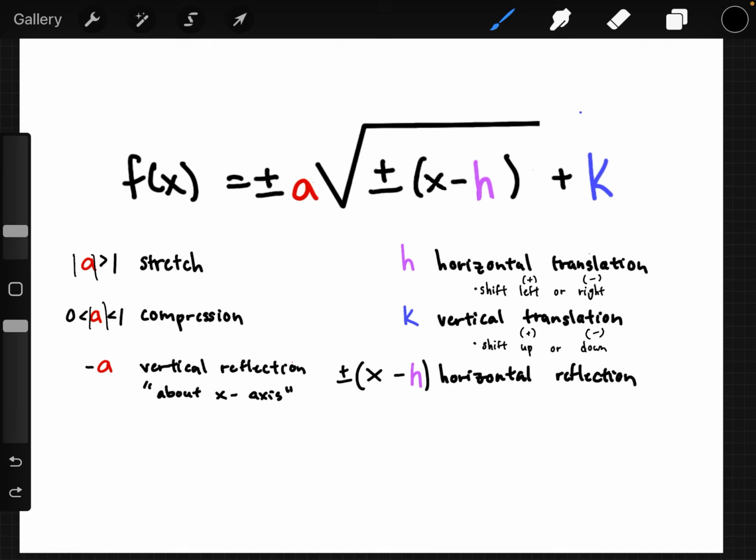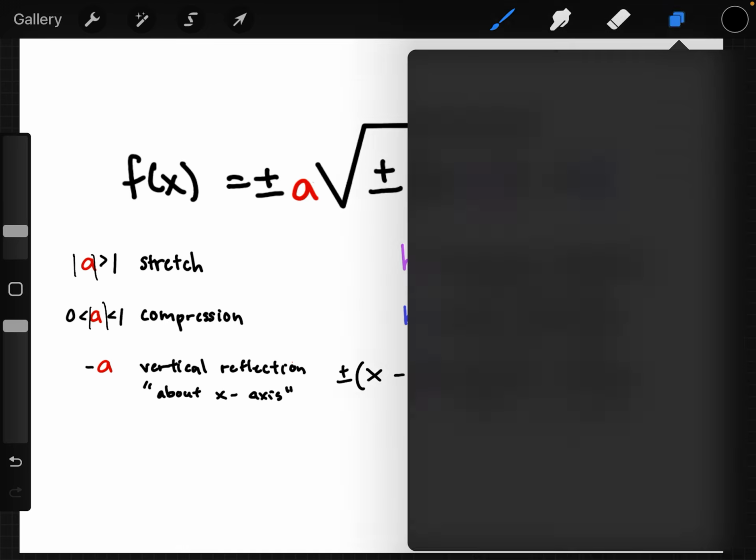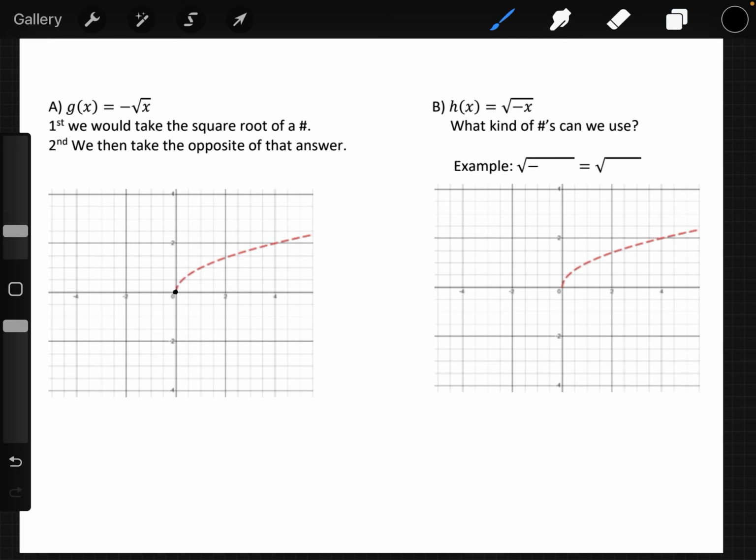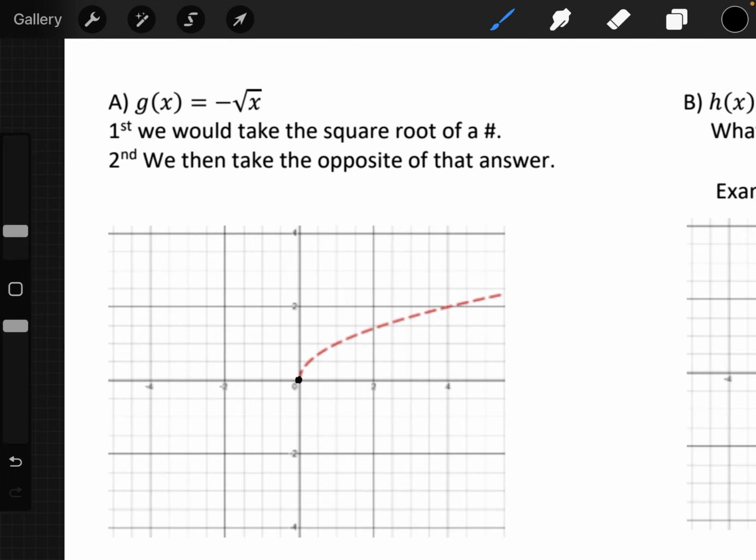The value of h indicates a horizontal translation. It'll shift left if h is positive, or right if h is negative. K is the vertical translation. It'll shift up if k is positive, or down if k is negative. Now, if x minus h is negative, there's a horizontal reflection, which can also be written as about the y-axis. While the regular transformations are all the same as what we're used to, we do have a new sign change on x that we haven't seen in the previous graphs. So we'll go through some examples to see how it works.